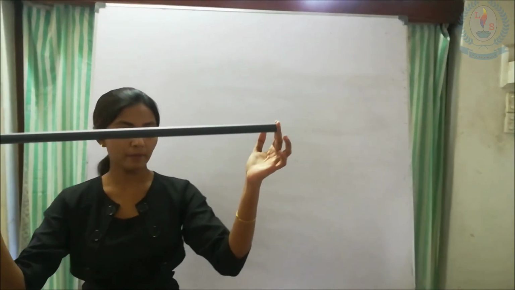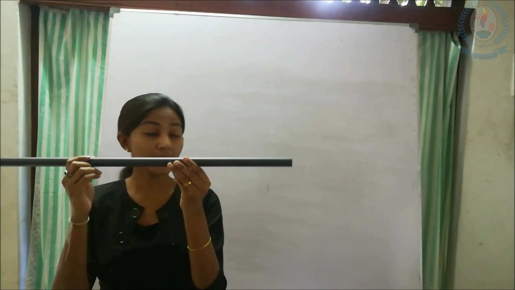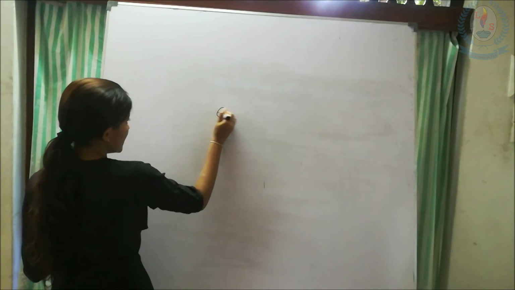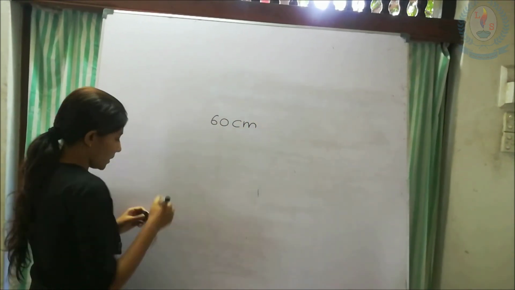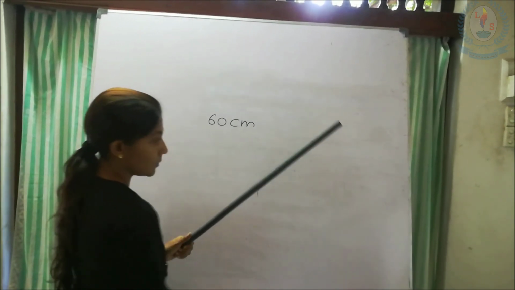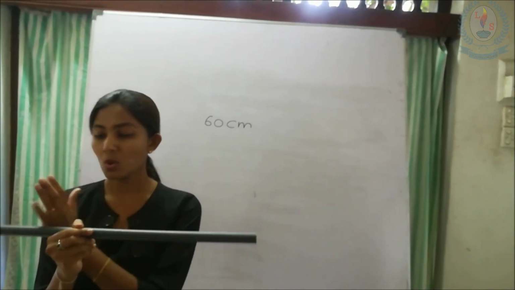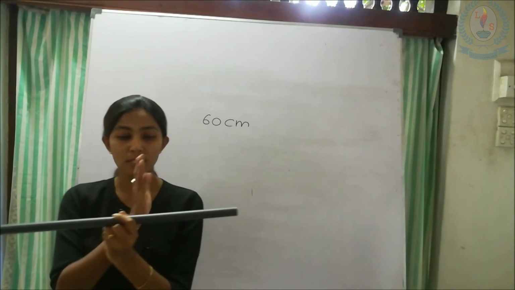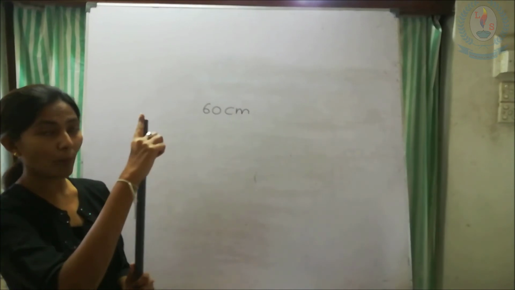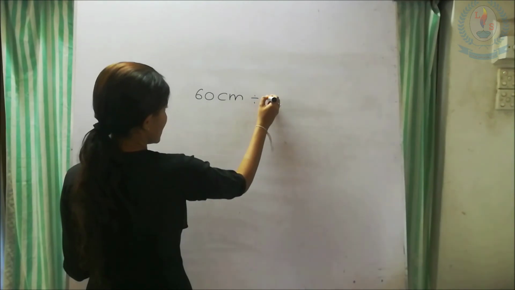I have a PVC pipe. Now, I measured this. This is 60 centimeters. I used my meter stick and measured. It is 60 centimeters. I want to divide this equally into 10 parts. How many parts? 10. So, when I want to separate this into 10 parts, I should know how much a part is. One part, how much? So, to that, I have to divide this by 10.